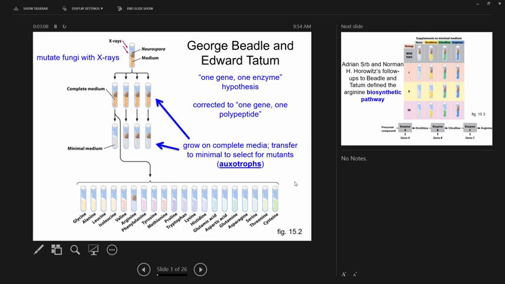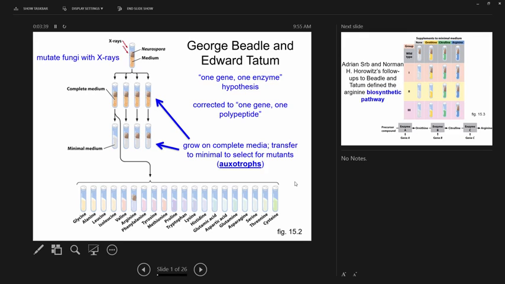Here, they were mutating the fungi with X-rays that cause breaks in the DNA, and when the breaks get repaired, sometimes you have mistakes happening. So they took many different strains of the fungi, grew them on complete media, and then each one of these they took, so everybody's going to grow on complete media because it has all the amino acids you need to grow, but then they took each of these and put them on minimal media.